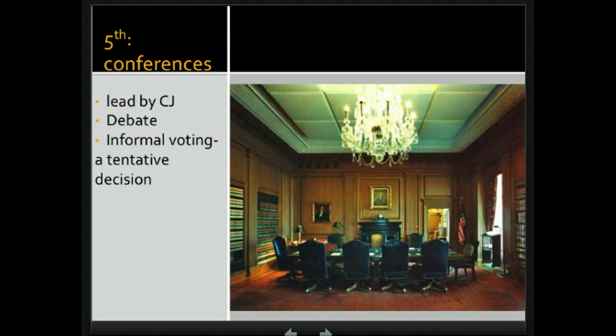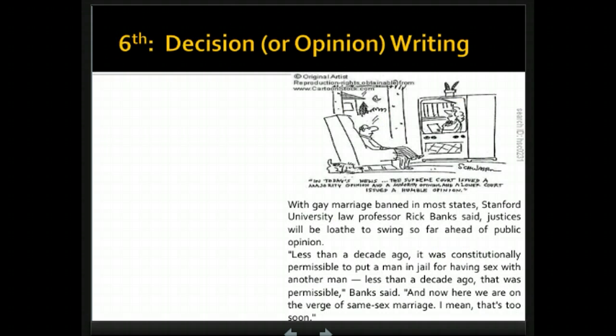So if we took the case of Brown v. Board, you go around the table, you get a sense of who supports the case and who doesn't, and then from there you know more or less what the ruling's going to be. But that's not the final step. The final step is the decision or opinion writing, and I'm going to stop there, and I'm going to take this on in Getting Cases Heard Part 2.